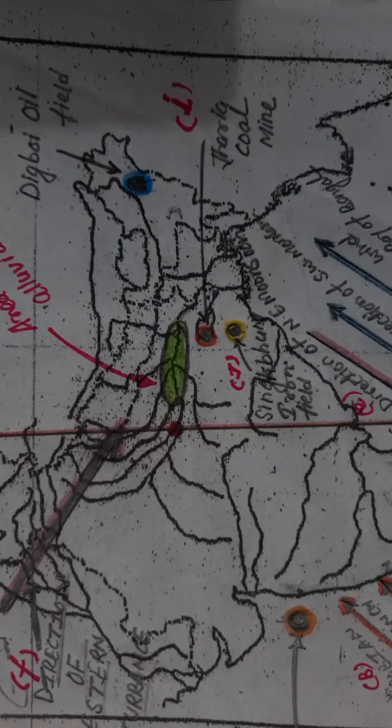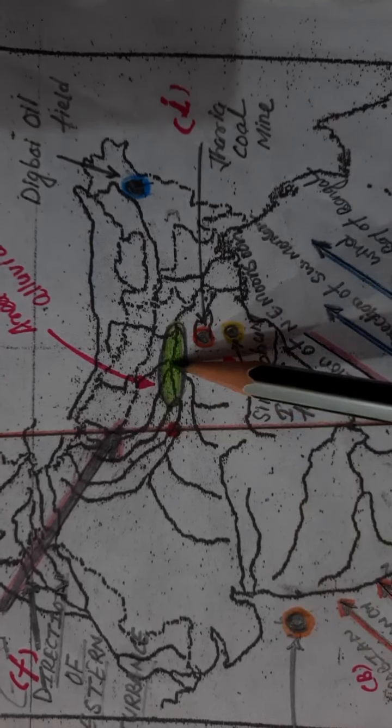Next is some exercise based on this map syllabus. Let's see here. The very first question asks about alluvial soil, the area of alluvial soil. So see, this is one of the areas of the alluvial soil which is marked in green color. This is the area of the alluvial soil. The path of western disturbance is not in the syllabus, so no need to do this.